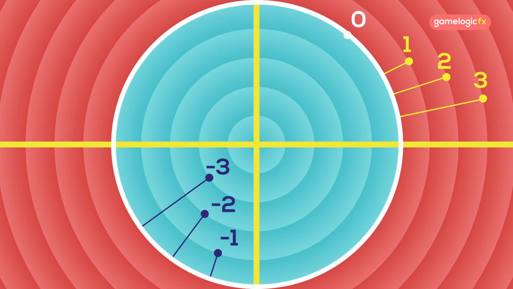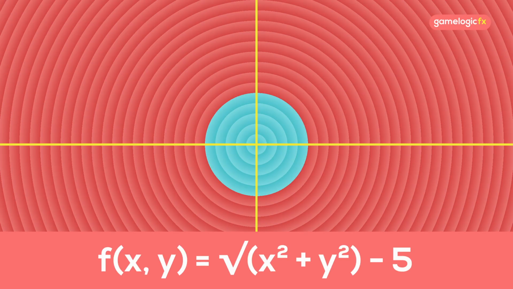Each point in space is mapped to its shortest distance from a reference shape. The sign indicates whether the point is outside or inside the shape. This is the signed distance function representing the circles around the origin, where the reference shape is a circle of radius 5.